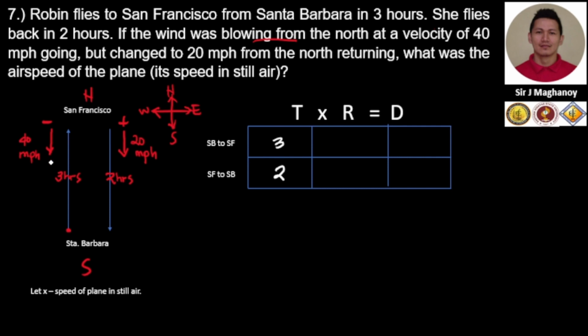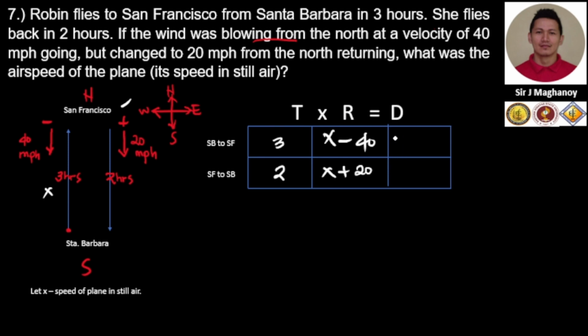How about our speed? If we assume our speed here is x, therefore our x is being deducted, right? Because the wind is opposing. Since we assume x is the speed of our plane in still air, what is the opposing force? The wind blows, so it is being deducted. How about from San Francisco going to Santa Barbara? Instead of deducted, it is in addition. So your speed plus 20 miles per hour, the speed of the wind blowing. So that is x plus 20.